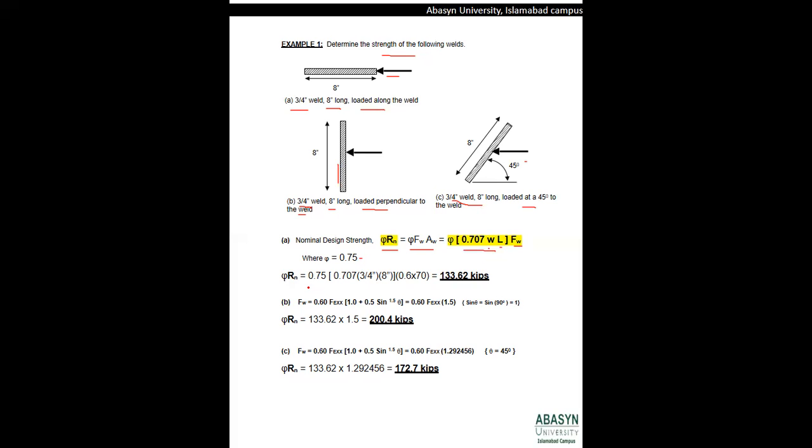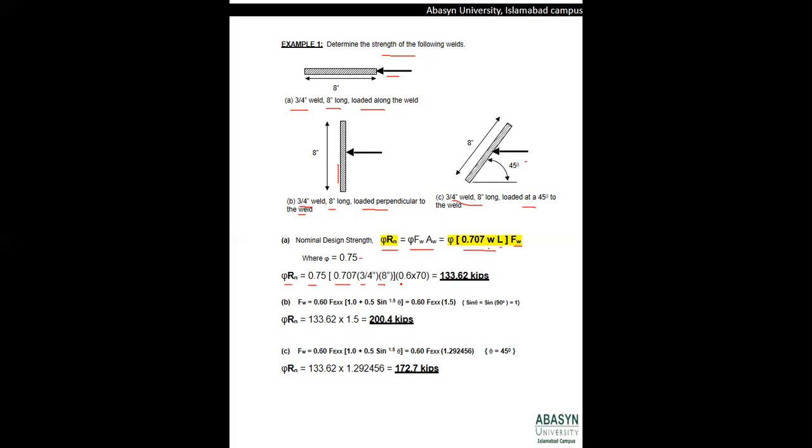We just need to plug in the values and find out the strength of the weld for part A. So it becomes phi Rn is equal to 0.75, which is the value of phi, multiplied by 0.707, the constant factor in the equation, multiplied by W, which is the thickness of the weld, 3/4 inches, multiplied by L, which is the length of the weld, 8 inches, times Fw.